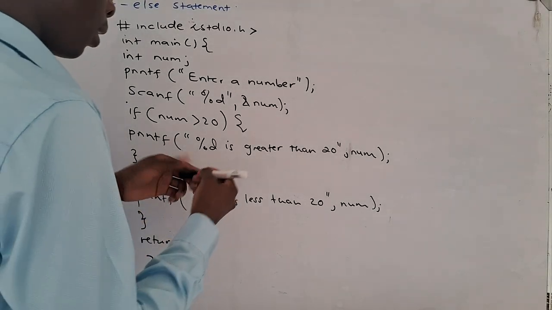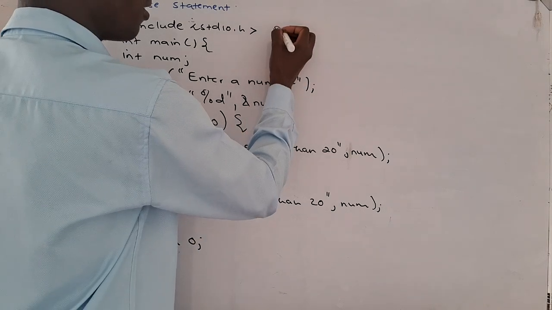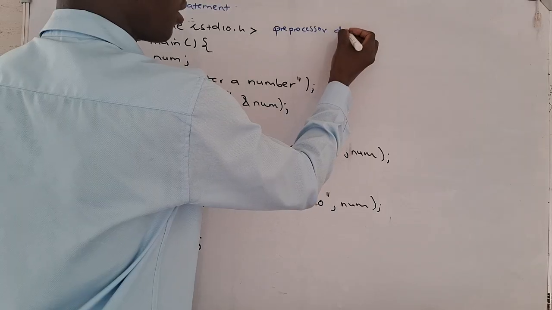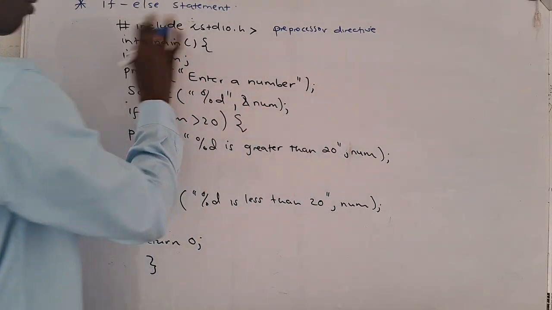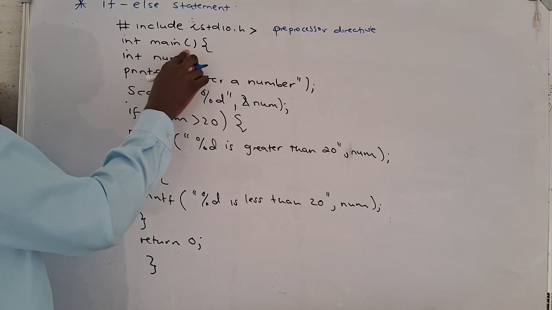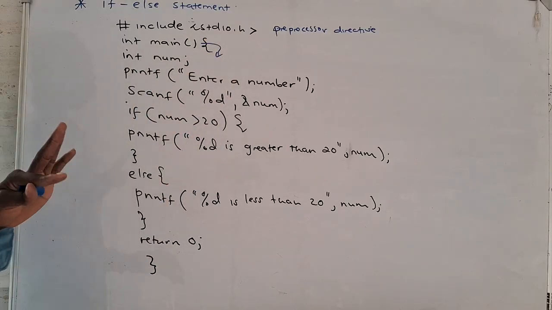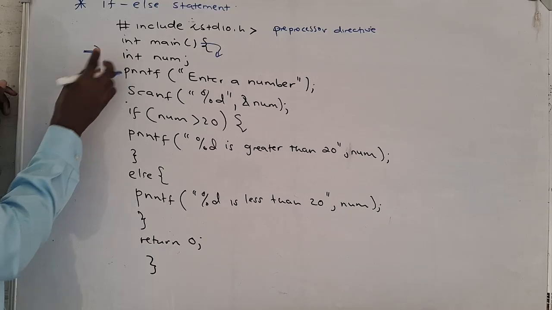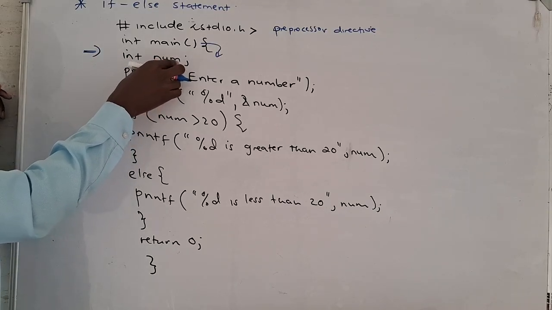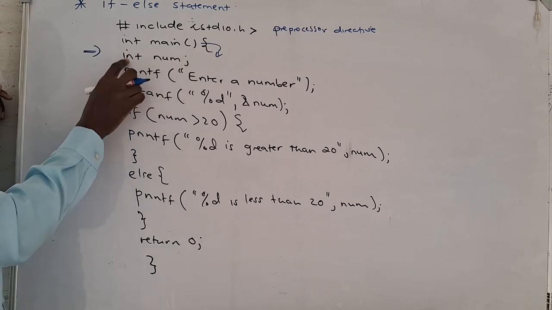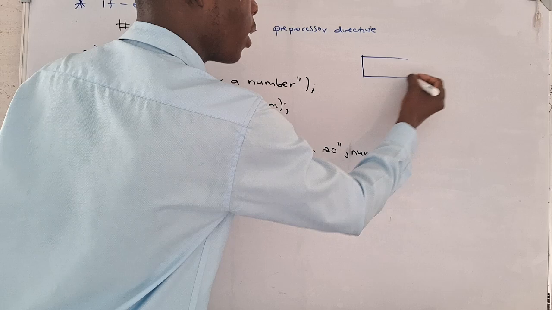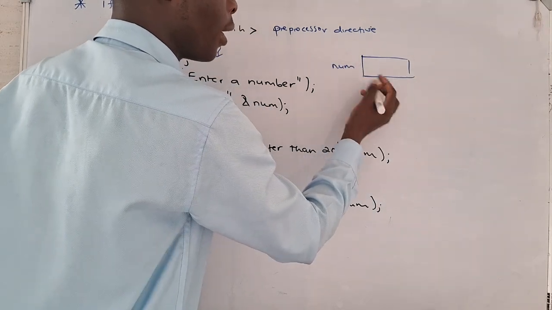What is going to happen? The compiler is going to check for the preprocessor directive first, followed by the main function, int main. It is going to enter into the main function. The first statement in the main function is going to be executed: int num. This is a variable num, and this variable is going to store an integer. So some space is going to be allocated for the variable num.